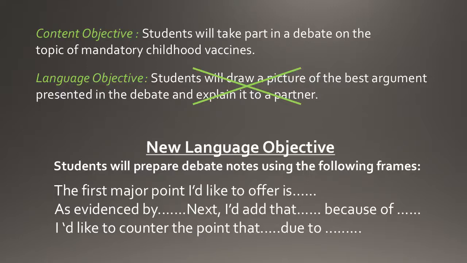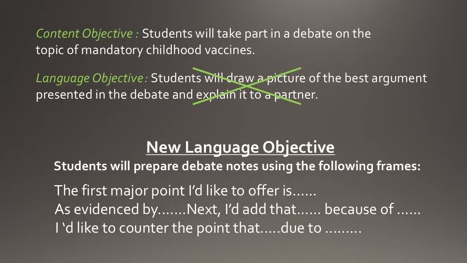How about this? Students will prepare debate notes using the following frames. The first major point I'd like to offer is, as evidenced by. Next, I'd like to add that because of. I'd like to counter the point that blank due to blank, and so on. This objective is much more specific and concrete in providing the specific scaffold needed to successfully engage in academic discourse in a meaningful way.